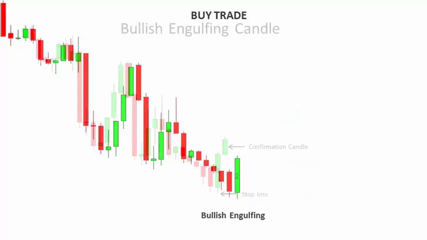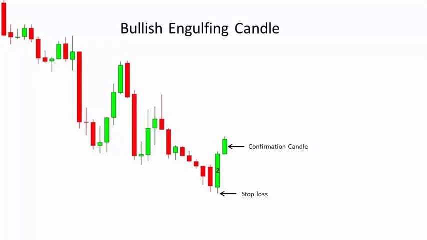The more conservative way to trade this formation is to wait for a confirmation candle. The confirmation candle is the candle immediately following the bullish engulfing pattern. For a bullish market, the confirmation candle should be green, and the entry point will be at the close of the confirmation candle.